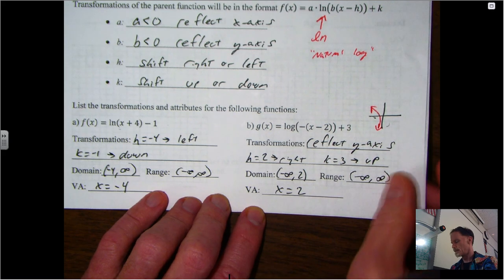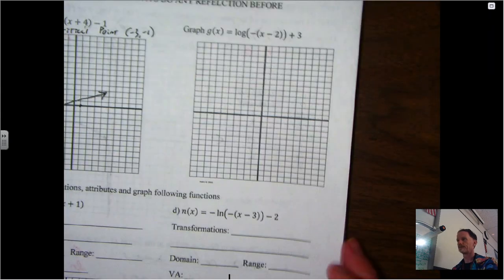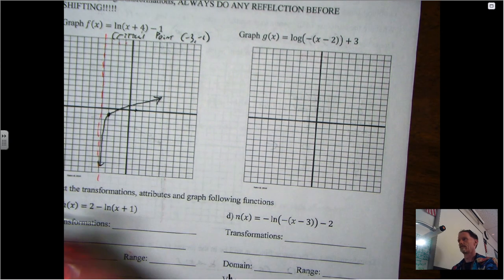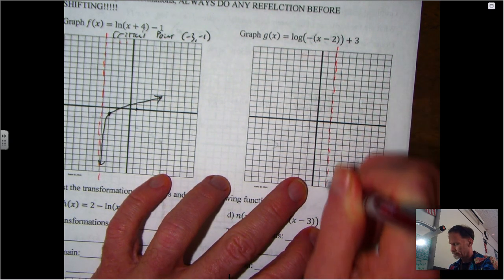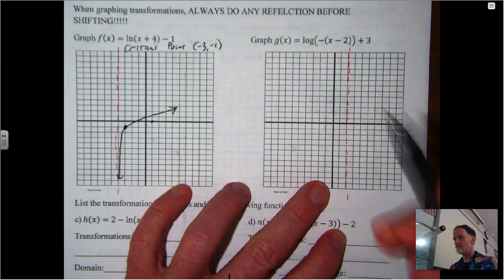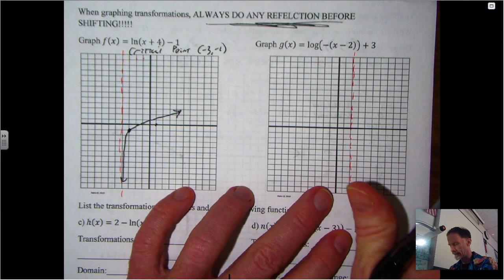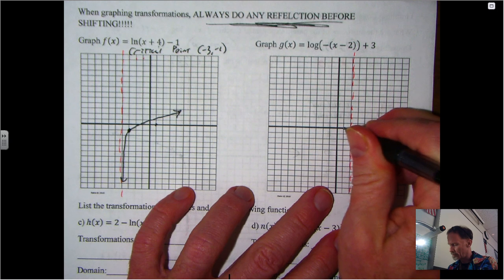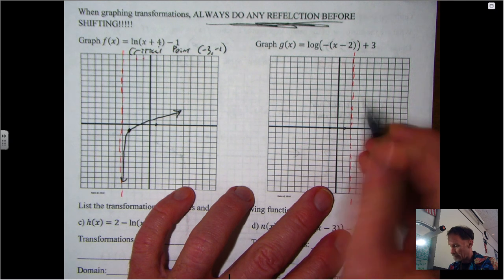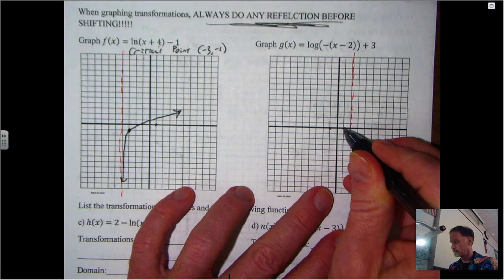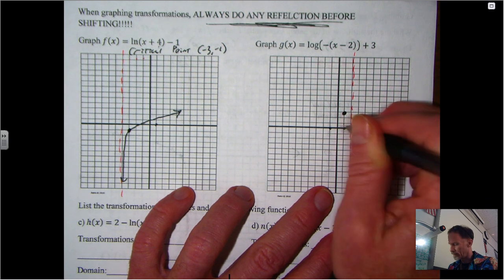Okay? So let's see what that looks like on a little better graph here on the back. So again, we said it went right 2, so my asymptote is at 2. Critical point, and again, same warning as exponentials. We need to do reflections first before we do any kind of shifting. So again, we started at 1, 0. We reflected over the y-axis, so it flips over to -1. And then we go right 2, so we're kind of back to where we started. And then we go up 3. So my critical point is going to be at the point 1, 3.